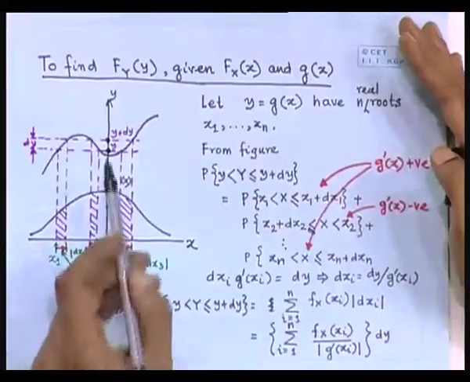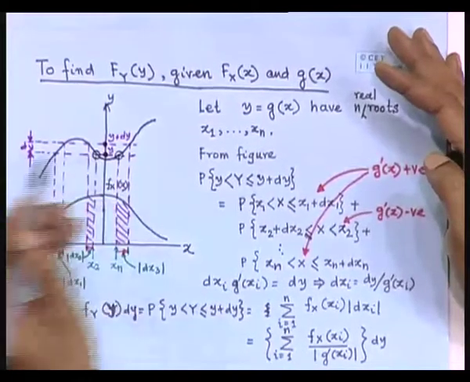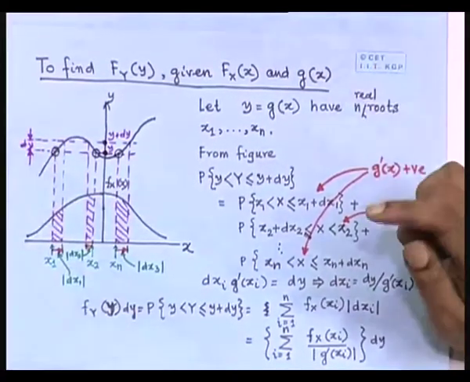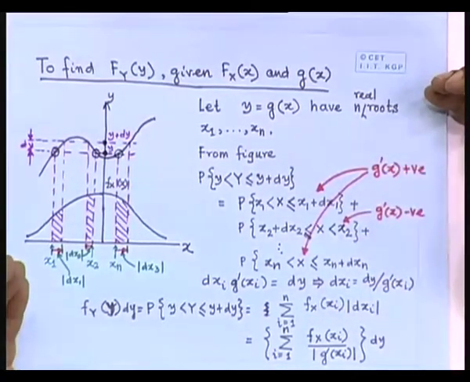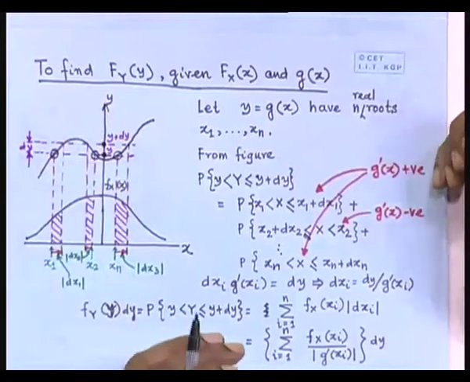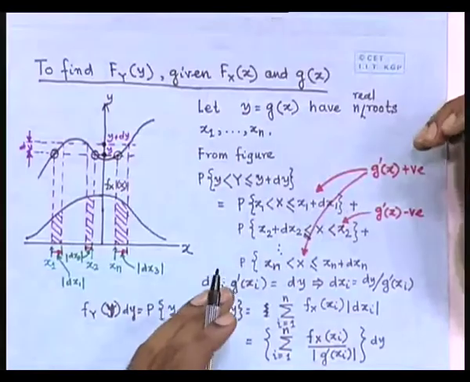So first thing you have to note is that for a given value of y, there may be many values of x. My first probability must come from x, because I have the description for x. Now it turns out that for a value of y, there are many values of x. This is one value, this is another value, this is another value. So there are three values of x which satisfy y equal to g(x) for this value of y. So in general, if you put any value of y, you may get a number of real roots.